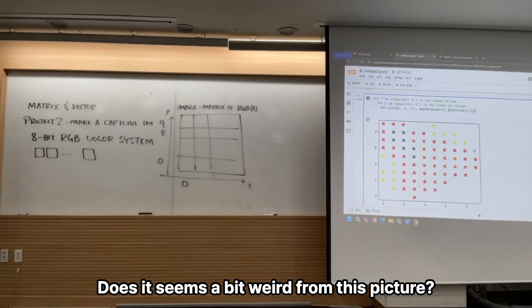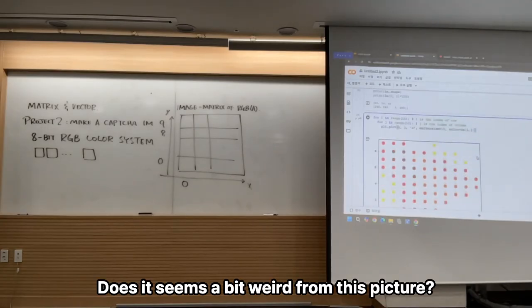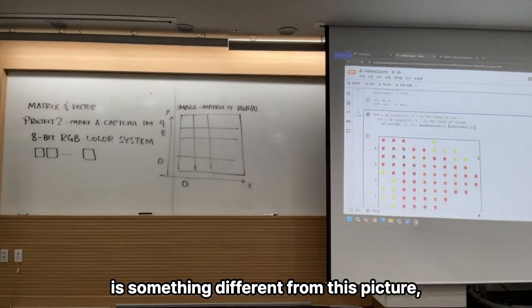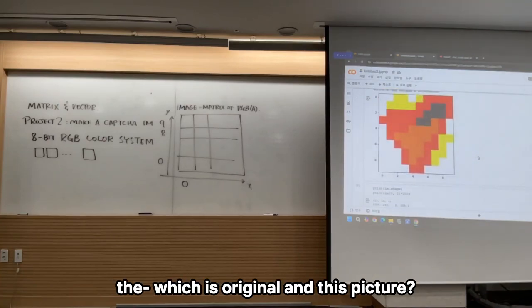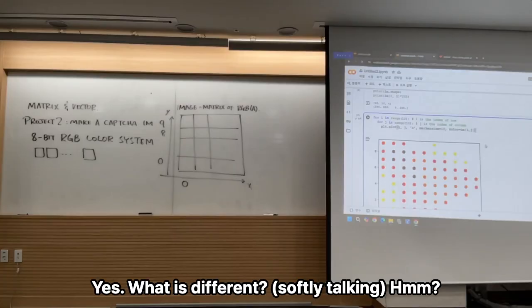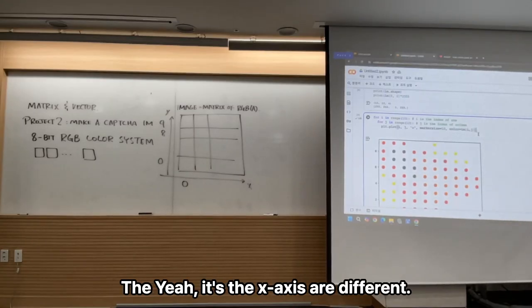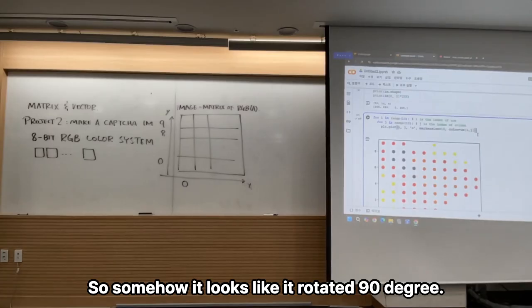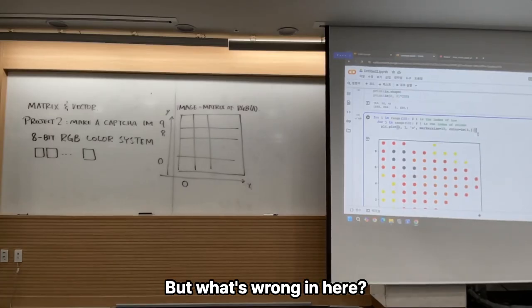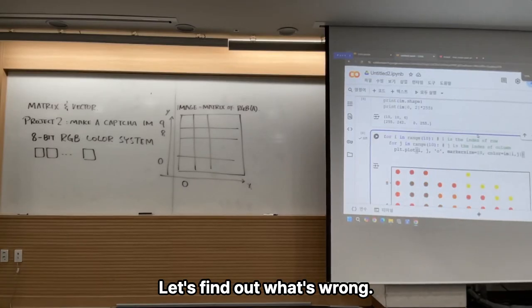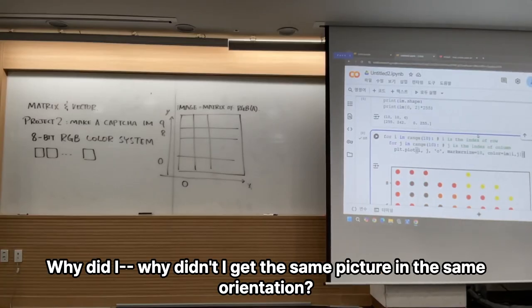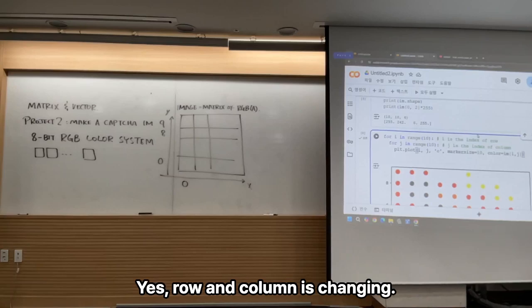Does it seem a bit weird from this picture? Do you think something is different between this picture, which is the original, and this picture? Yes, what is different? Yeah, the x-axis is different, so somehow it looks like it rotated 90 degrees. But what's wrong in here? Let's find out. Why didn't I get the same picture in the same orientation? Yes, row and column are changing.